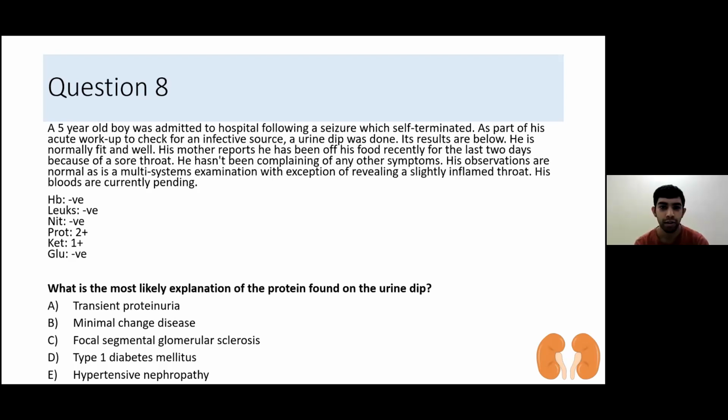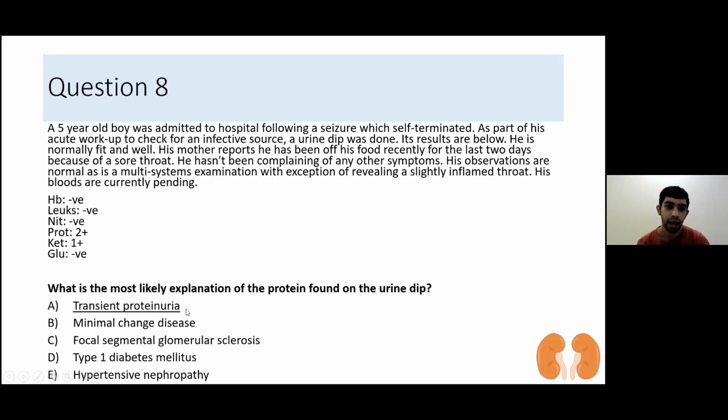Okay, so half of you went for option A, transient proteinuria, and roughly an equal amount of you went for options B, C, and D, and a handful went for option E. This is a tricky question, and you guys did very well. The correct answer is transient proteinuria. When children have a seizure, they do get a proteinuria, however, it tends to resolve within 24 to 48 hours. The underpinning narrative here is that he's likely got a sore throat, which has caused a febrile convulsion, and the seizure has resulted in a proteinuria.